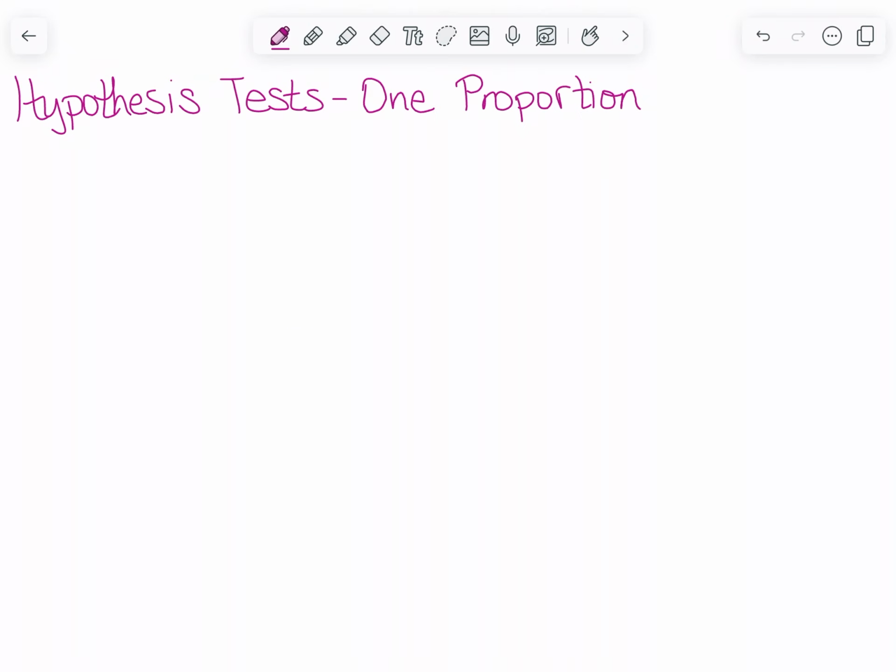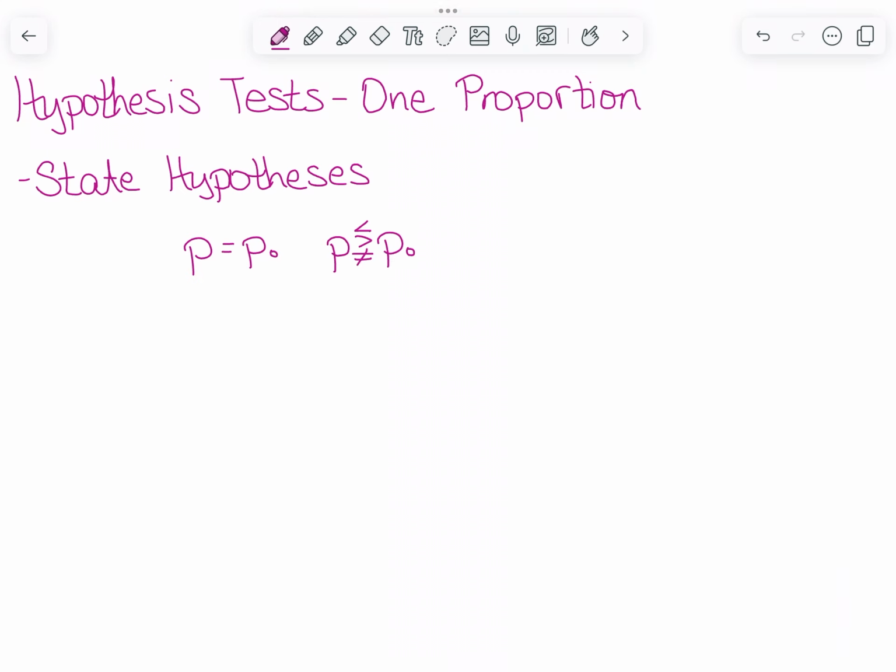Let's now look at hypothesis tests when we're testing a single proportion. Our first step will be to state the hypotheses. In this case, we'll have p equal to some number p0 that's given in the problem for our null hypothesis. And our alternative hypothesis will be either greater than, less than, or not equal to, depending on the situation in the problem.